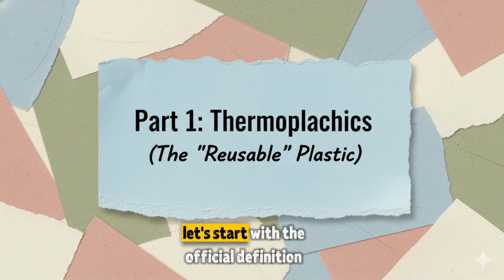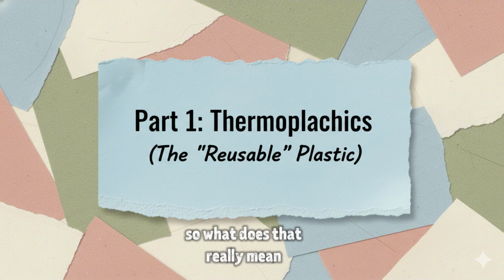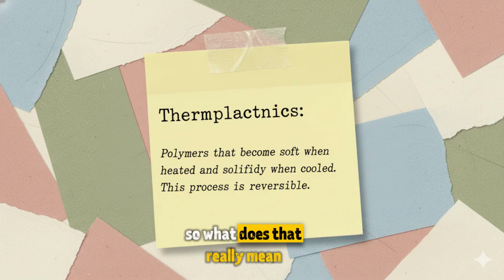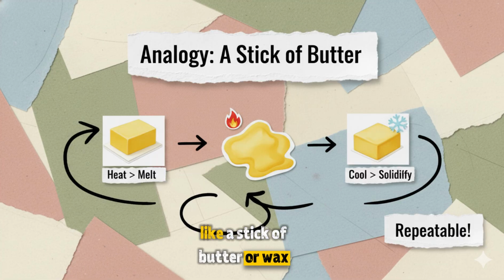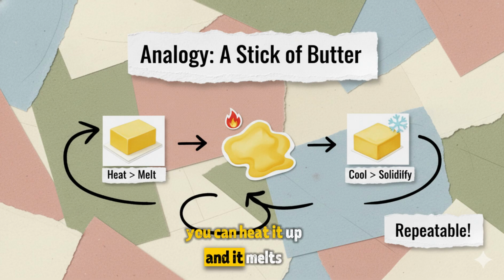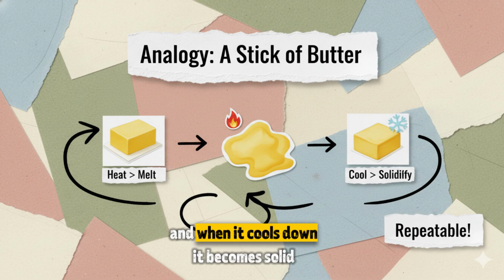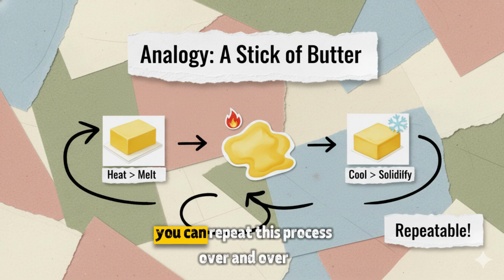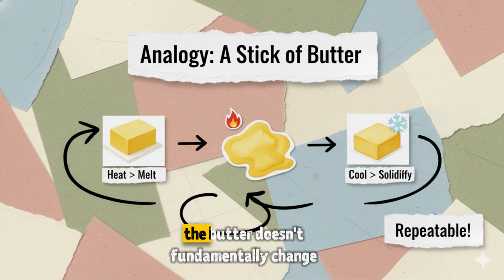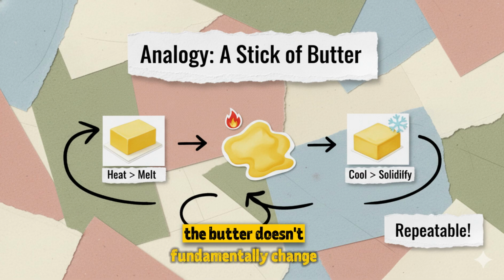Let's start with the official definition. So, what does that really mean? Think of a thermoplastic like a stick of butter or wax. You can heat it up and it melts into a liquid. You can pour that liquid into a mold, and when it cools down, it becomes solid again. The best part? You can repeat this process over and over and over. The butter doesn't fundamentally change.